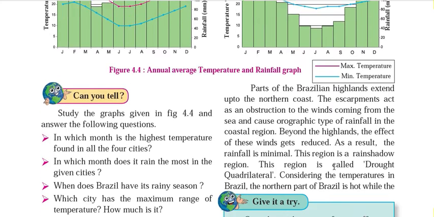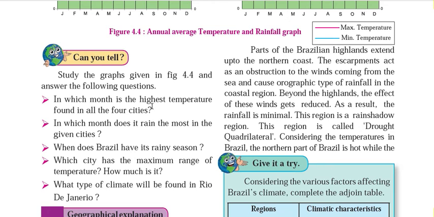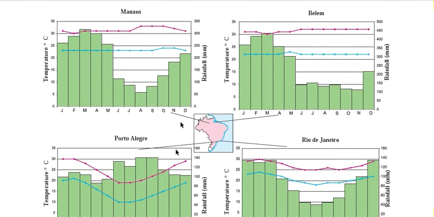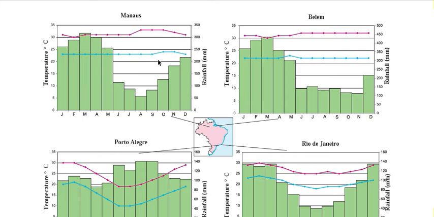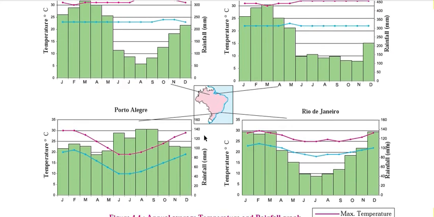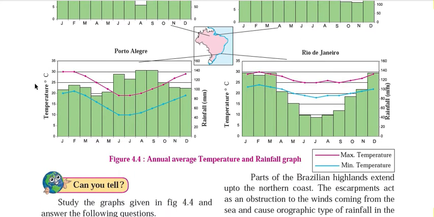Let's see the question. In which month is the highest temperature found in the four cities? So let's see the month. Average maximum temperature, see here it is September, October in Manaus city. Here it is from July to December maximum temperature you will find. Then in Porto Alegre you will find in February and in December temperature is maximum. In Rio de Janeiro you will find here in February and in December temperature is maximum.